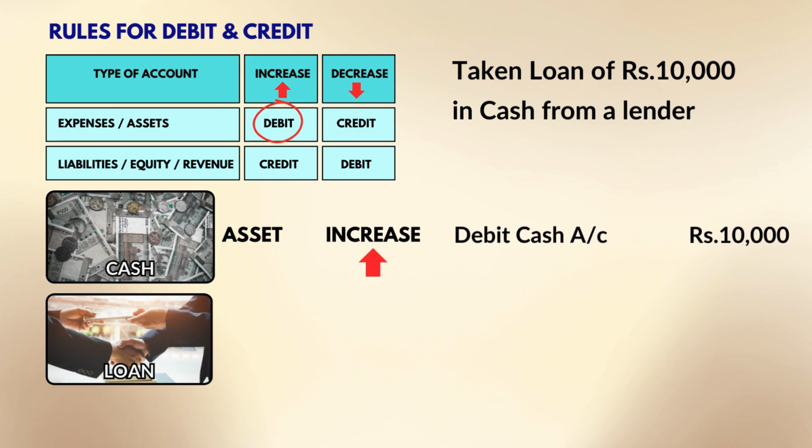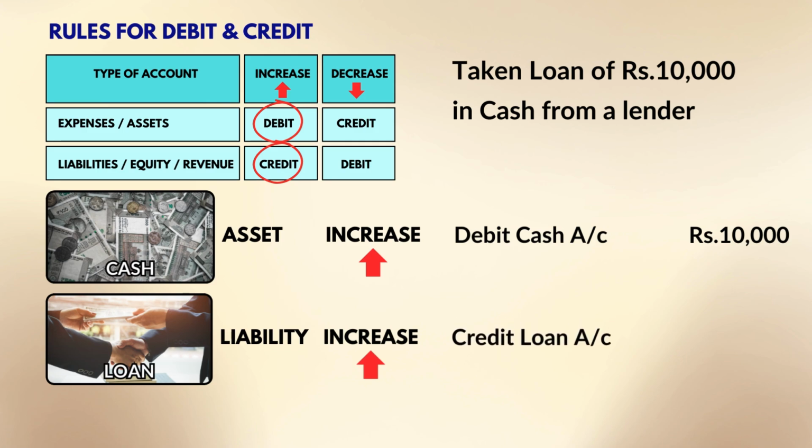On the other side, as a loan is taken, the loan account, which is a liability for the company, will increase. As per the rule, we need to credit a liability account if there is an increase. Thus, loan account will be credited by rupees 10,000. We will take one more example so that we do not have any confusion.